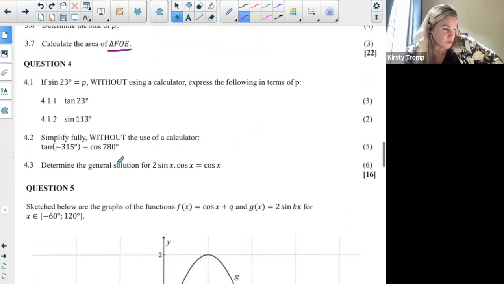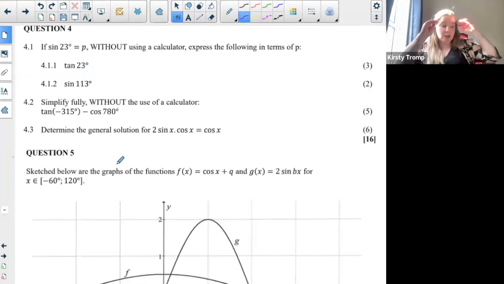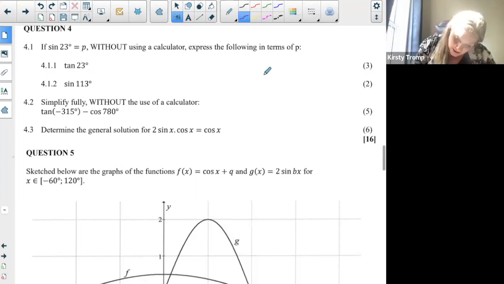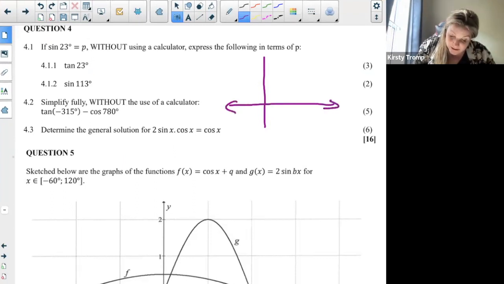So question 4 is some trig. If sine 23 degrees equals p, without using a calculator, express the following in terms of p: tan of 23 degrees. So first thing you want to do, you want to draw yourself a little drawing. Sine of 23 degrees equals p. I like to put it on a Cartesian plane. When I did it for you in the memo though, I put it in a triangle because some people like a triangle better. Any way you want to do it, it's fine.